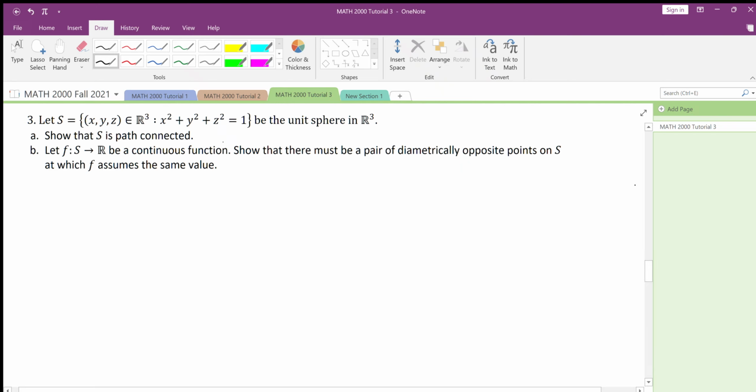Question 3. Let S be the unit sphere inside R3. 3a asks to show that S is path connected. So let's do that.